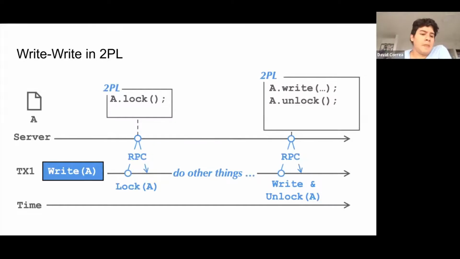So let's look at how they integrate DST in an existing two-phase locking approach. You usually start with writing A, you lock A, the server grants you the lock, then you do other things, and then you commit, in which the server writes A and then unlocks A, and that's how you're able to do a write. Any other concurrent transaction trying to write A will have to wait until we release the lock.